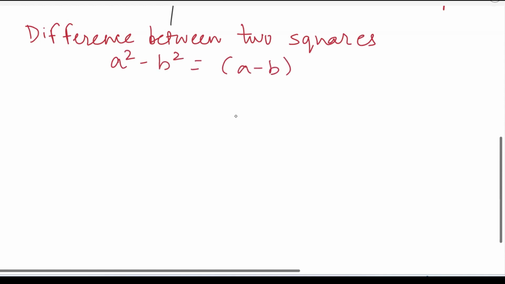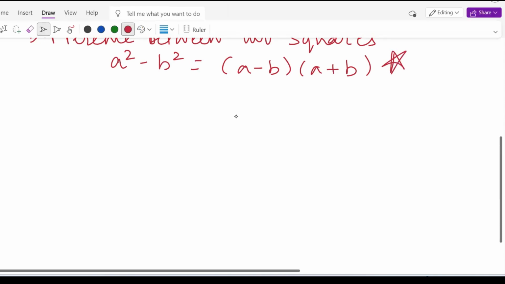It means a minus b, a plus b. You can try expanding these two brackets and see you get a square minus b square. So you have to learn and use it directly for your questions. Let's see how to use this. So I'm going to take one example here. Let me take 12 minus 3x square.